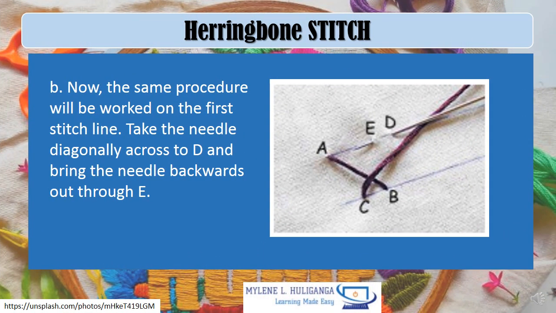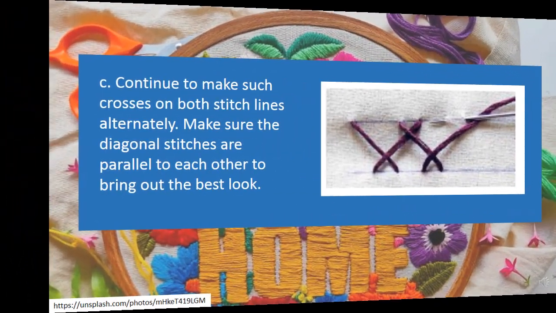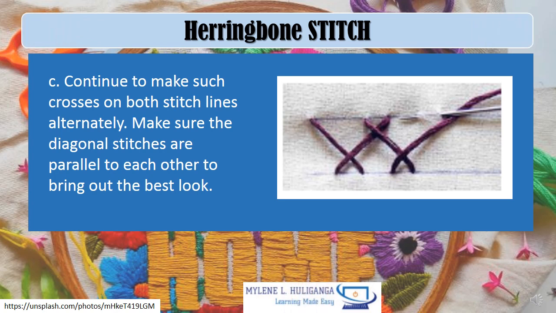Now, the same procedure will work on the first stitch line. Take the needle diagonally across to D and bring the needle backwards out through E. Continue to make such crosses on both stitch lines alternately. Make sure that the diagonal stitches are parallel to each other to bring out the best look.